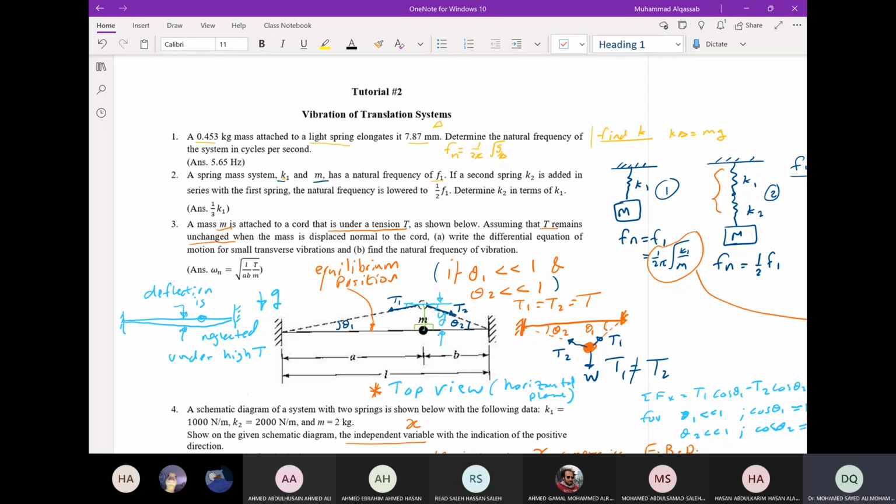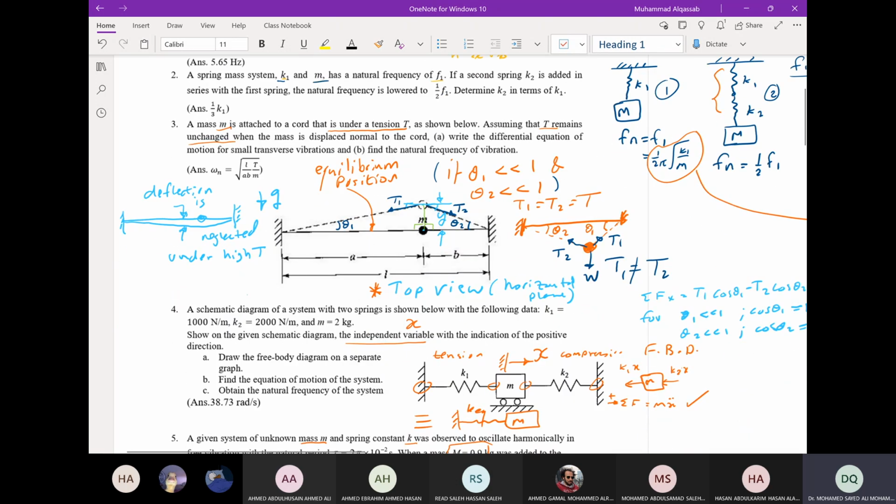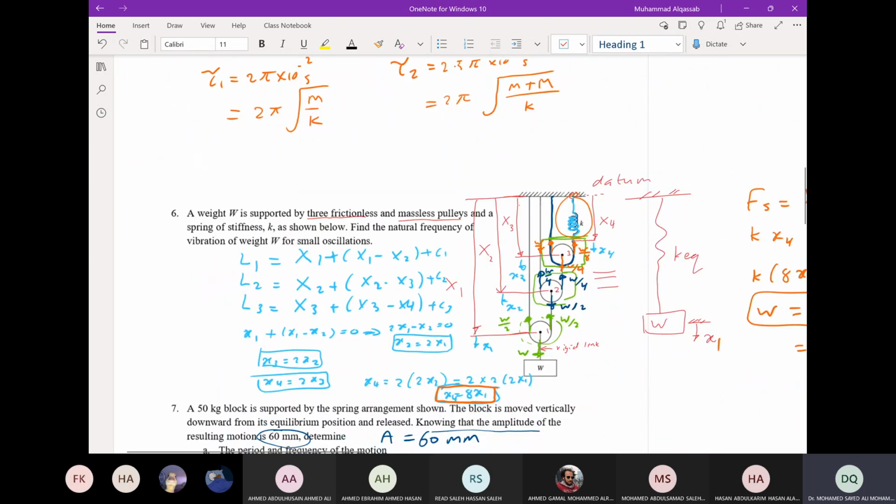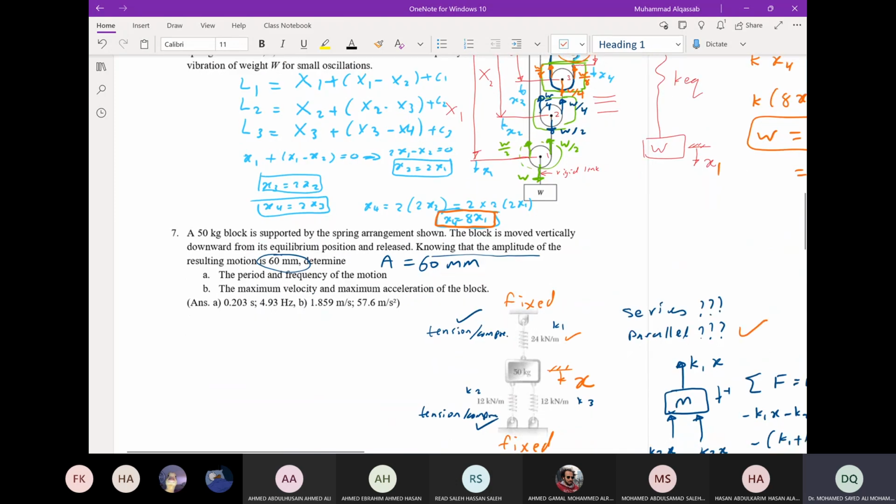Some of the problems are given as spring mass systems. Some of them can be modeled as a spring mass system. Okay, so we reached up to question number 7.